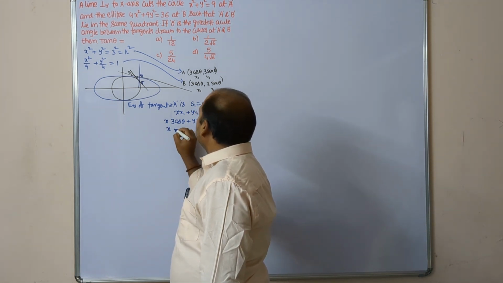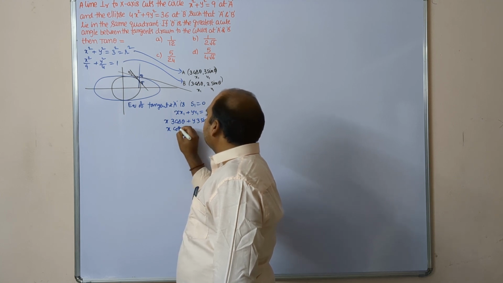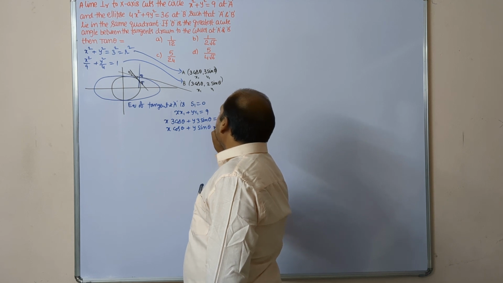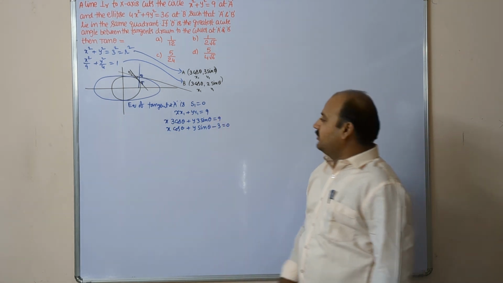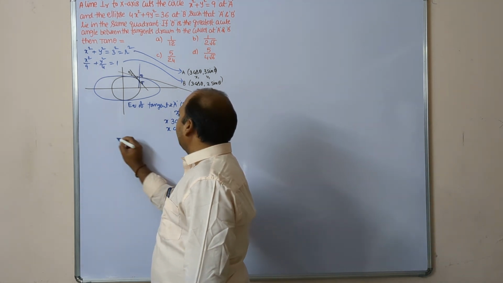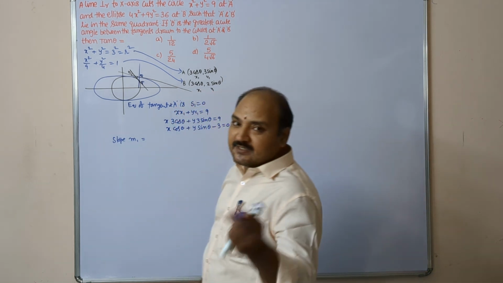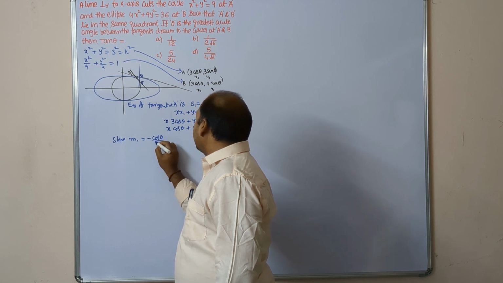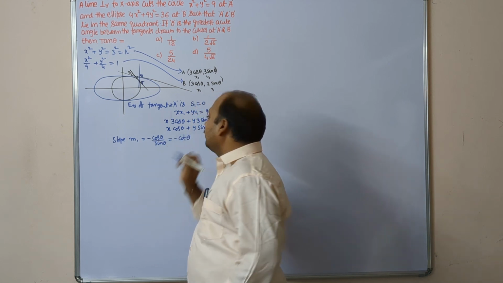It becomes x cos theta plus y sin theta is equal to 3, or minus 3 equal to 0, dividing by 3. This is the first equation of tangent, whose slope I am taking as m1. Slope m1 is equal to minus x coefficient by y coefficient, minus cos theta by sin theta. Therefore, it will be minus cot theta.